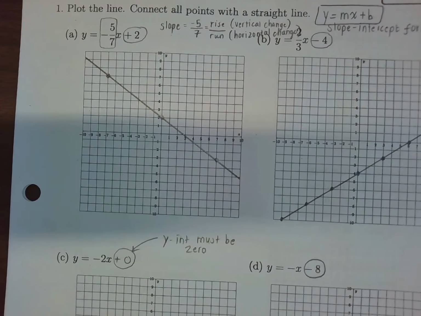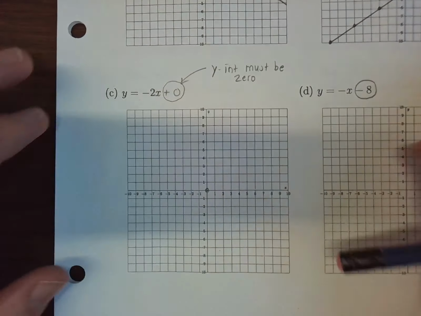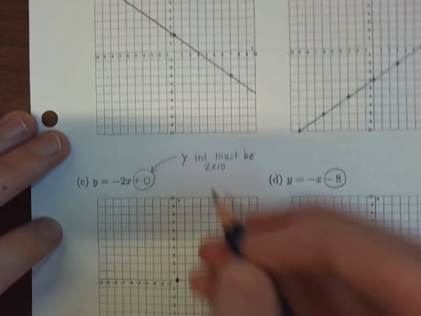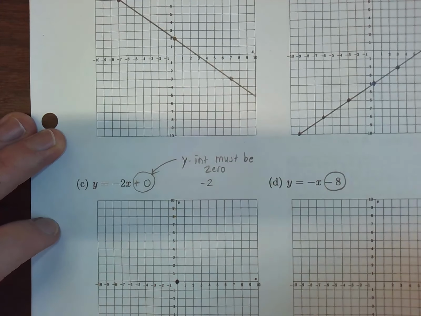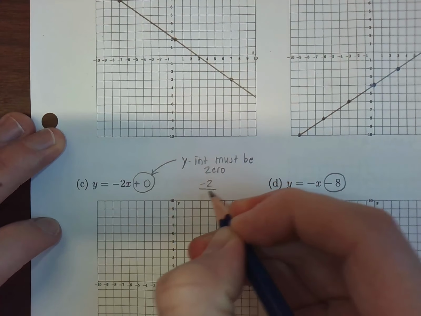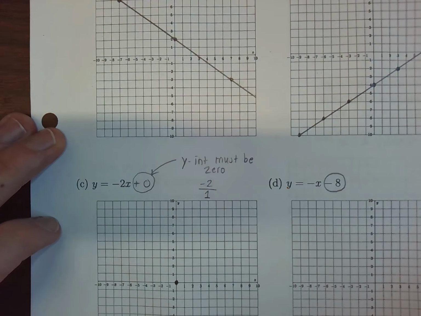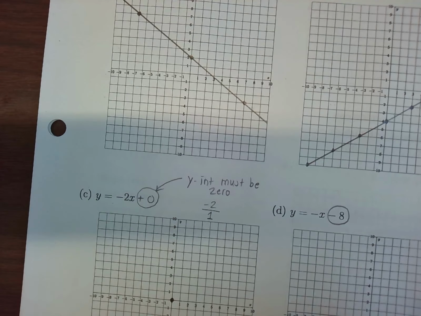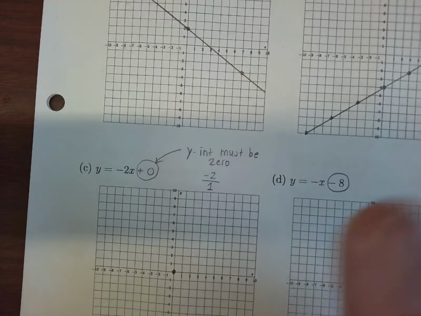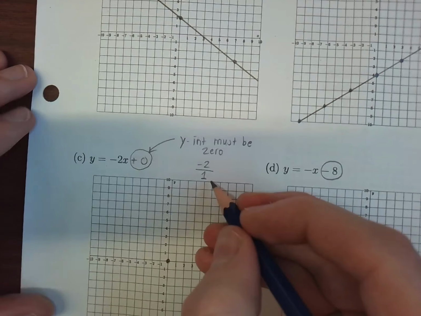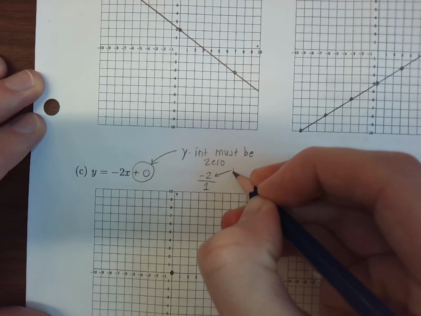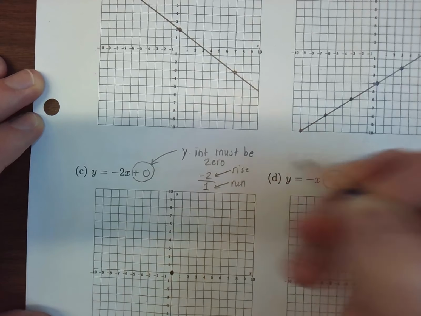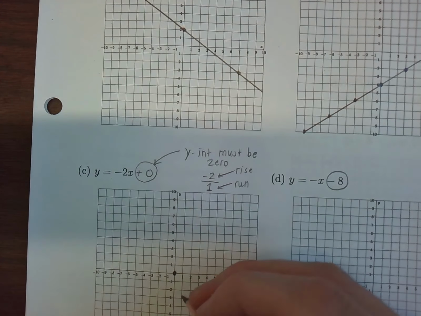Okay, we're almost there. So we know it crosses here. This slope, -2, is -2 over 1, because if we just have a number with no denominator, that denominator, in air quotes, has to be 1. So the rise and the run: every time I go across 1, I have to go down 2.